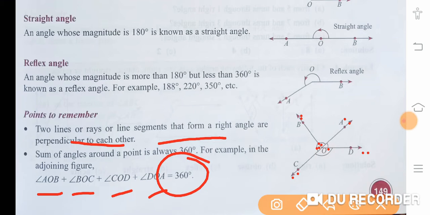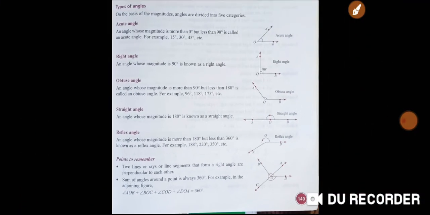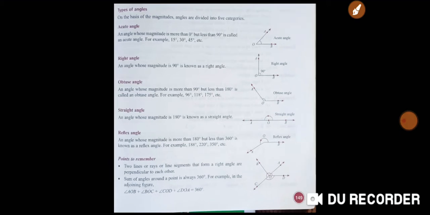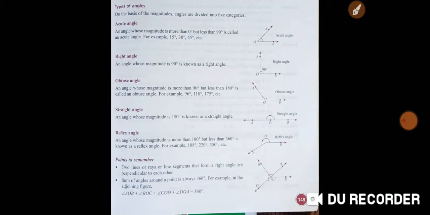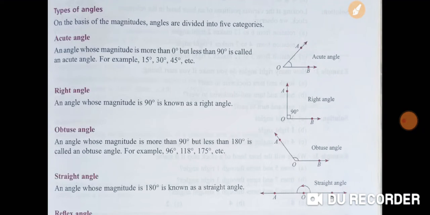Okay, my dear. Now, please see once again. These are the types of angles. There are five different kinds of angle you have. First one is the acute angle. Second is right angle.